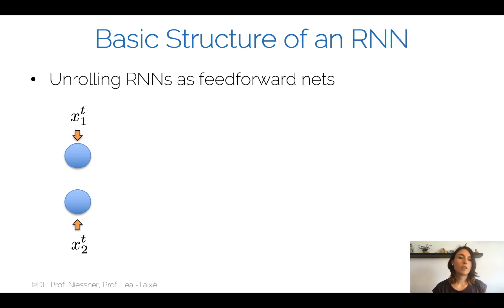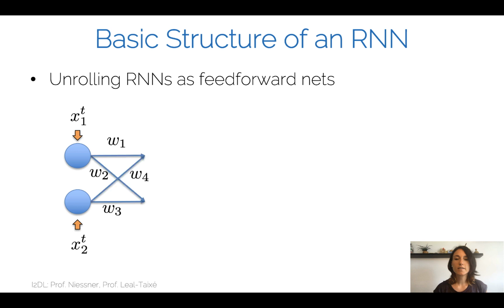Now here we have another representation of this unrolling of the recurrent neural networks. We're going to represent recurrent neural networks as feed-forward networks. So in this case, what we have is the input at time t. We have x1 at time t and x2 at time t. So in this case, our input has two dimensions, x1 and x2, and the timestamp is t.